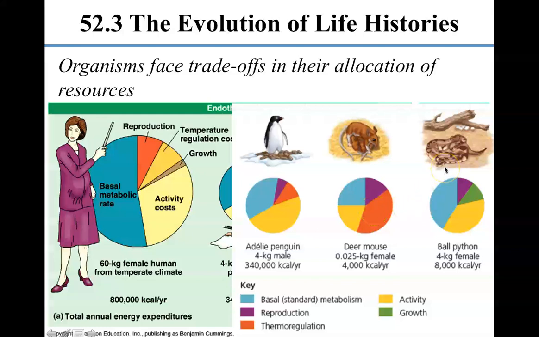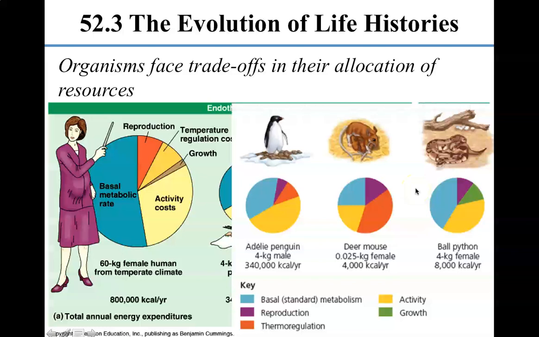A python is cold-blooded, so you're going to see that it doesn't really spend much energy, if any, on thermoregulation, so it's going to save a lot of energy there. And because it's saving energy there, it can spend more energy on eating food, on activity, and on growth. Anyway, the point is I'm just trying to show the ways that different species spend their energy.